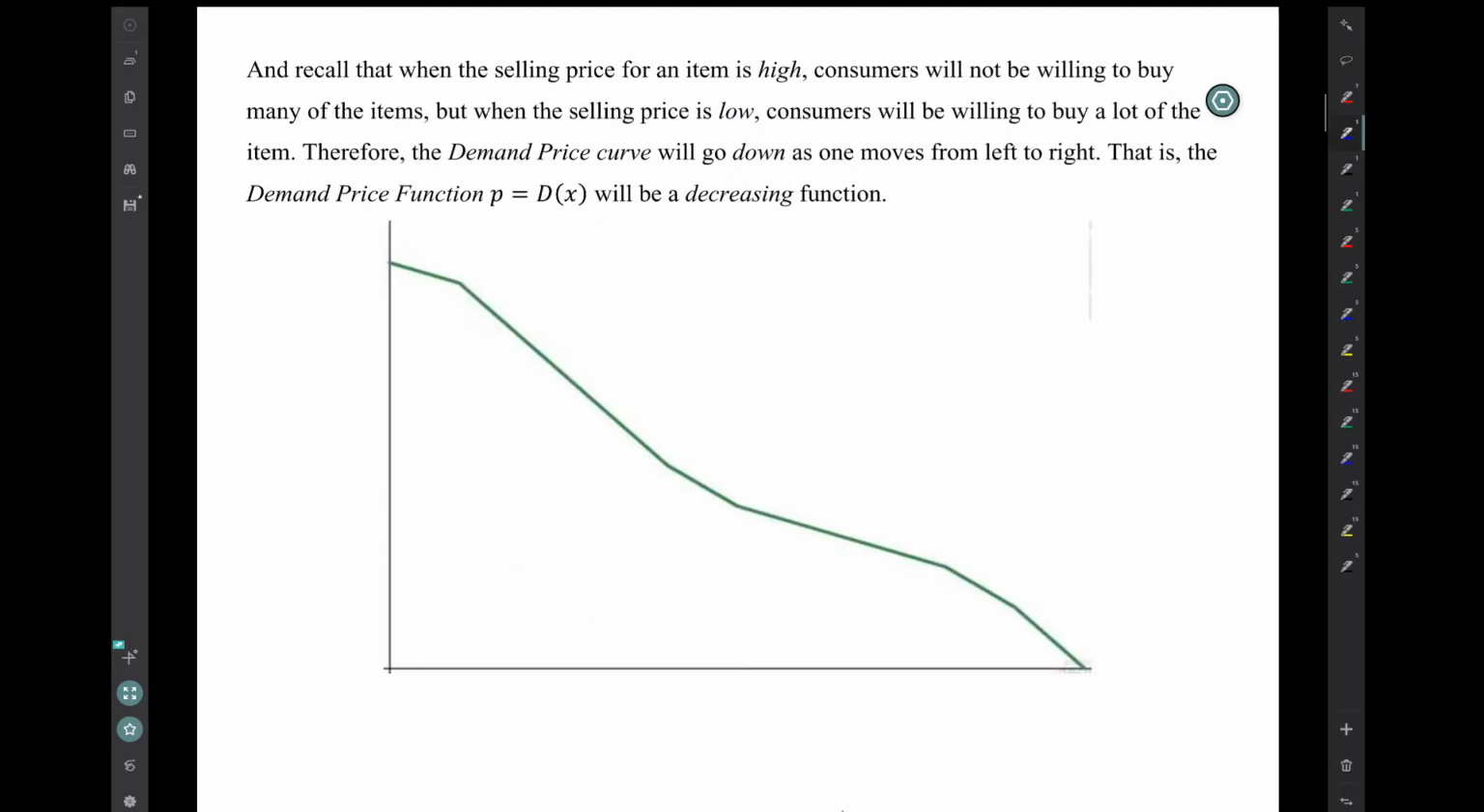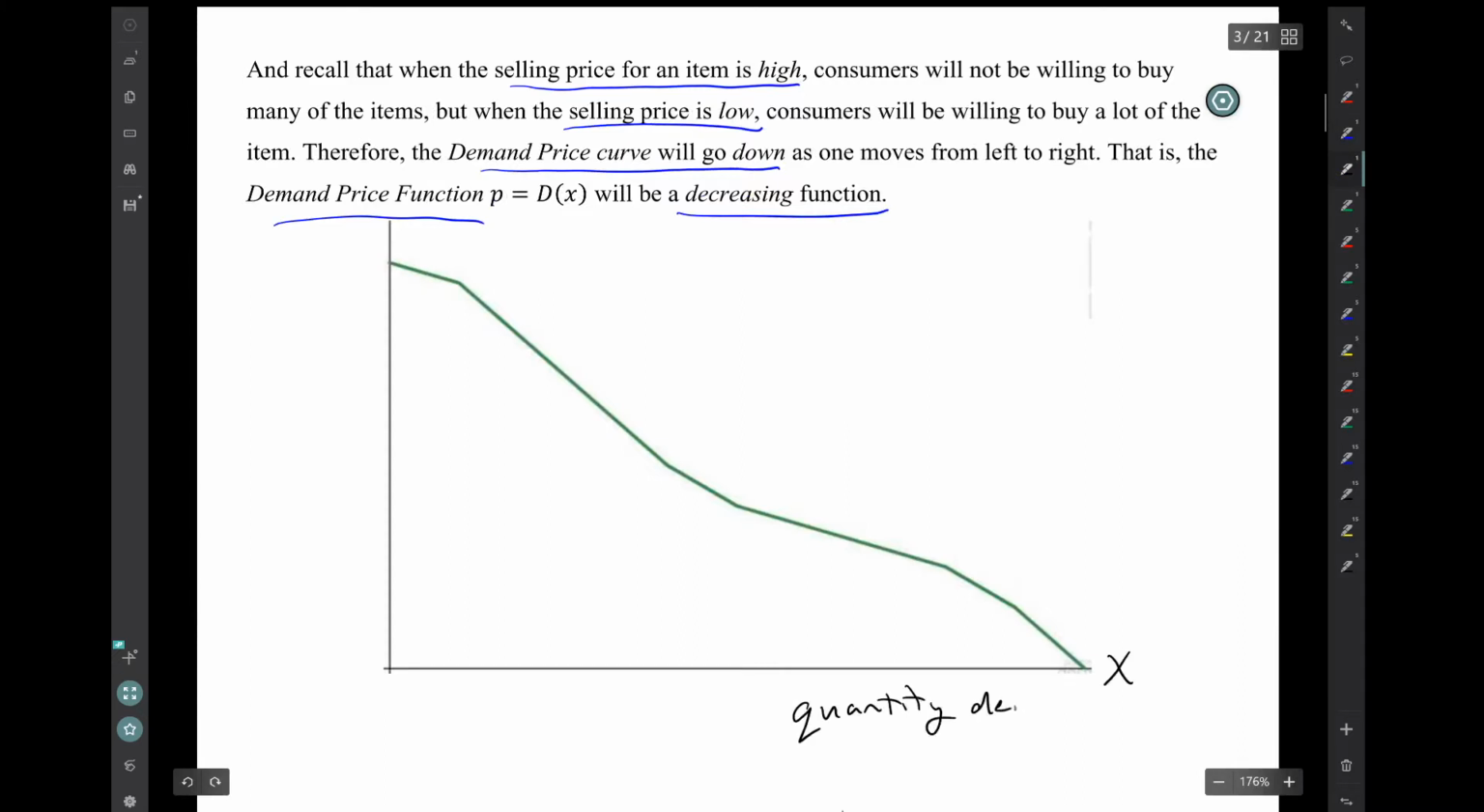And recall that when the selling price for an item is high, consumers will not be willing to buy many of the items. But when the selling price is low, consumers will be willing to buy a lot of the item. Therefore, the demand price curve will go down as one moves from left to right on the graph. That is, the demand price function will be a decreasing function. So in this graph, we have the quantity demanded on the horizontal axis, and on the vertical axis, we have the demand price.